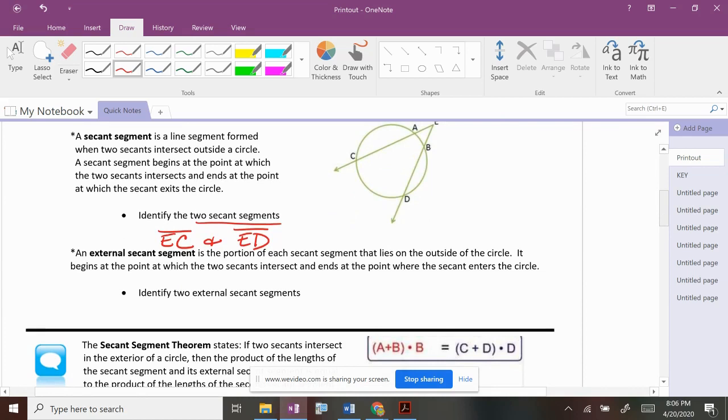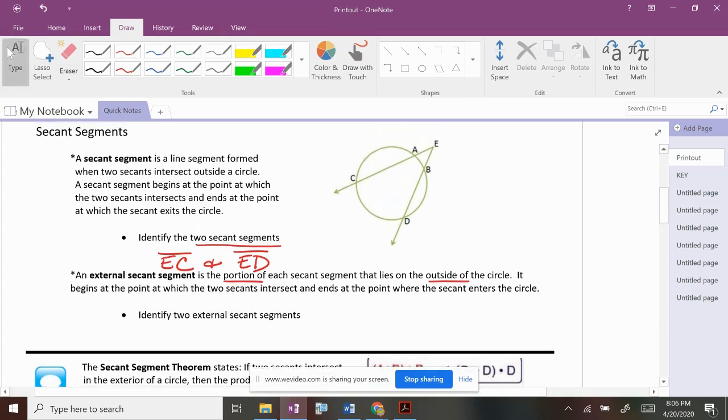An external secant segment is a portion of the secant segment that is outside of the circle. So if I look at the picture to identify what two external secant segments we have, we're looking at those little parts of the secant, and those would be segments AE and BE. Now we need to know this information because this is going to be in our theorem.